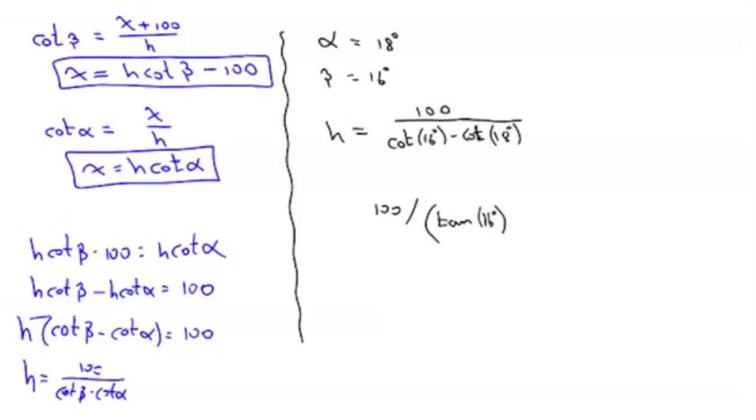Do not hit inverse. No, I'm not saying that. I'm talking to myself. You hit the button that says x to the negative 1. That reciprocates it. It flips it over. It makes it 1 over tangent, because that's what cotangent is: 1 over tangent.